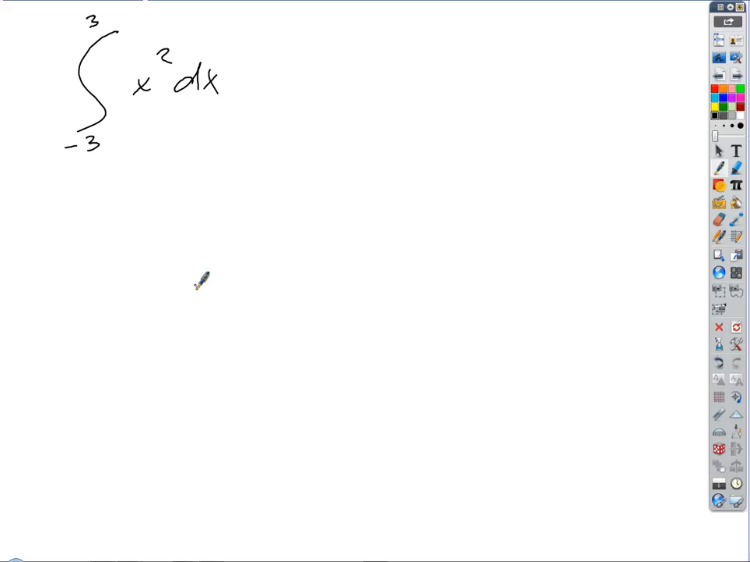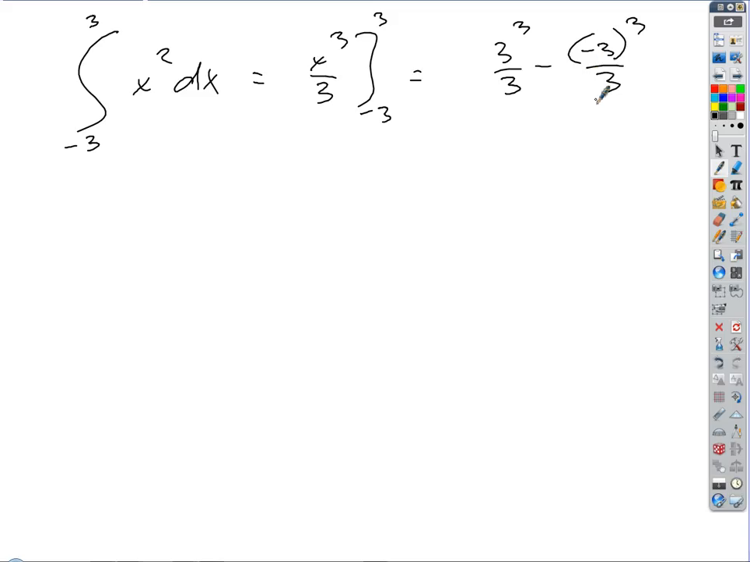There's two ways, but I want to show you the shortcut. This next one is really just a shortcut. But this is just x cubed over 3 evaluated from negative 3 to 3, right? Which gives us 3 cubed over 3 minus negative 3 cubed over 3, which is 27 thirds, which is just 9, minus negative 9, so I get 18.